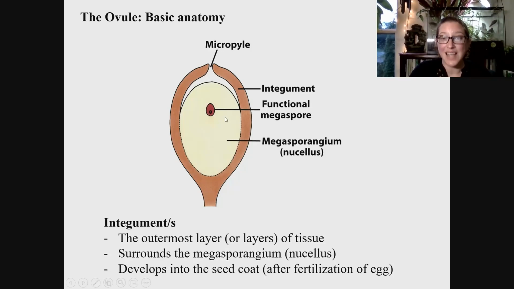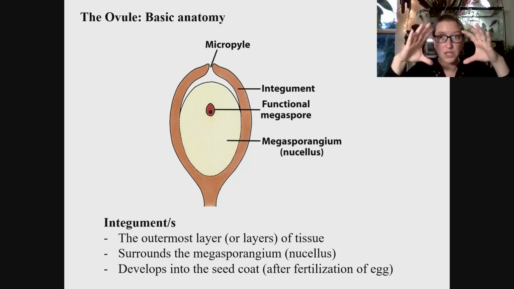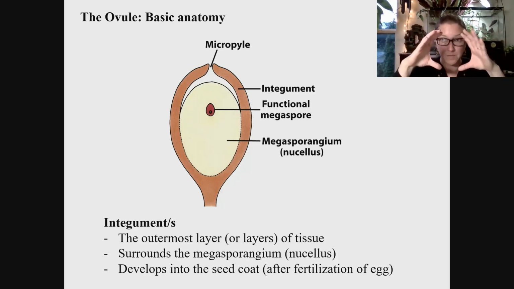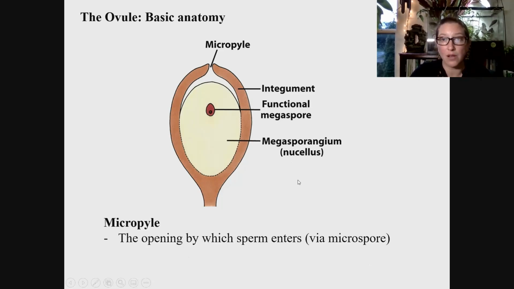Surrounding that are these layers of tissue. In some seed plants, they have one layer. In other seed plants, they have two layers of integument. That's how you say that, integument. And that's just a layer of tissue that surrounds the megasporangium and therefore the female gametophyte when she grows in there. And then after fertilization, the integument turns into the seed coat, which is a part of a seed.